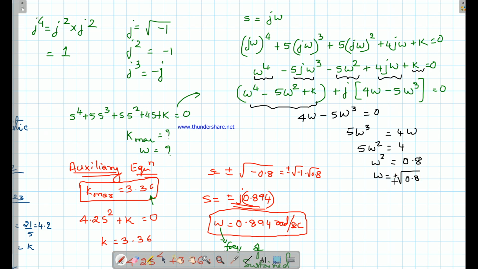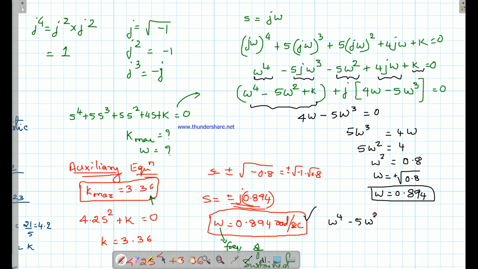Anyway, we don't take the minus value for frequency, so it is plus square root of 0.8, and we saw here that root of 0.8 was 0.894. So omega equals 0.894. This is the value of omega, the same value of omega we got here also. Okay, similarly, equating the real part to 0, I will be getting omega to the power of 4 minus 5 omega square plus k equals 0.